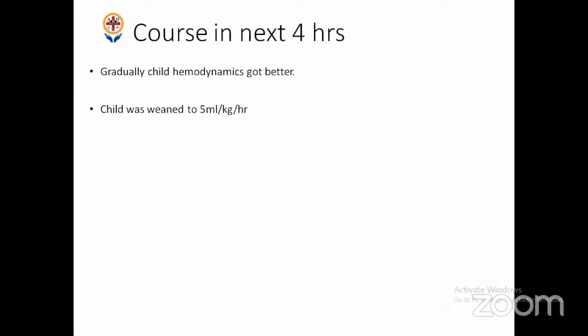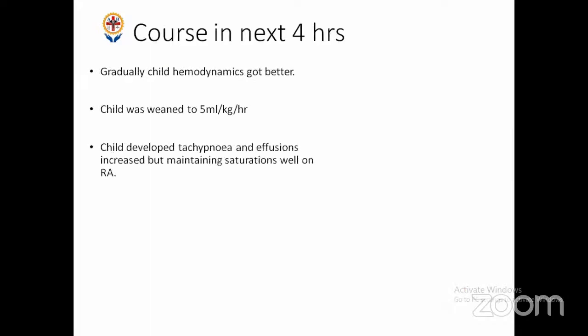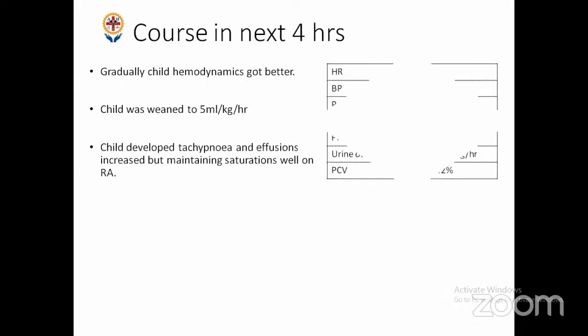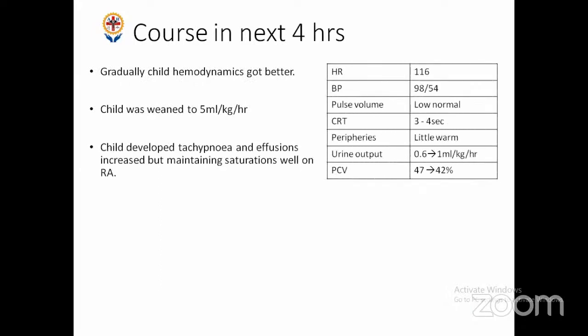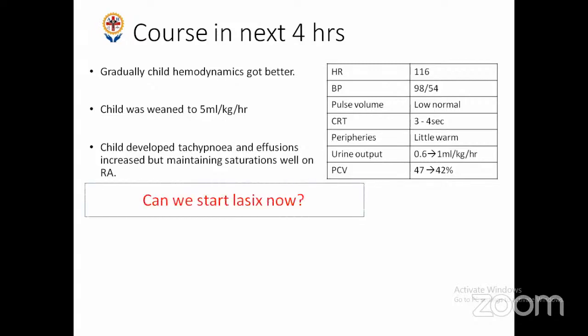Over the next 4 hours, the child's hemodynamics got better. We weaned it to 5 ml per kg per hour. But now the child developed tachypnea and there is increasing effusions. But the child was maintaining saturations on room air. So these are the vitals of this child. Urine output is better, PCV is decreasing, pulse volume becoming normal, CRT is becoming normal, peripherals are warm. But the child developed tachypnea and there are effusions, and still we are on 5 ml per kg per hour fluid. So with this scenario, how many of you want to try Lasix?